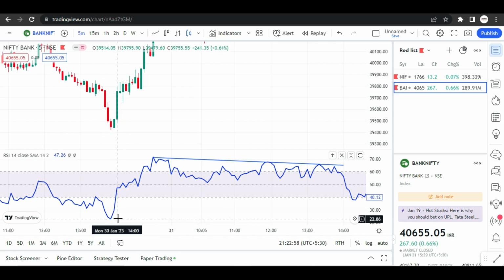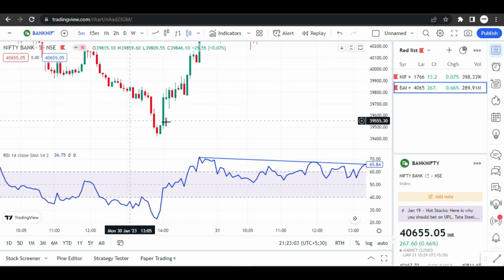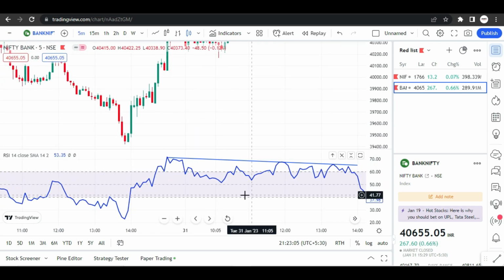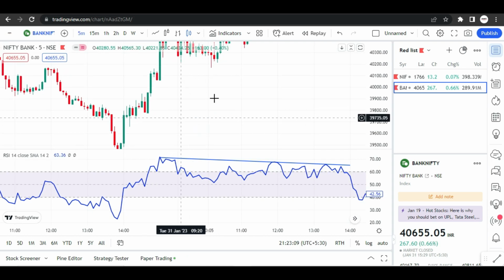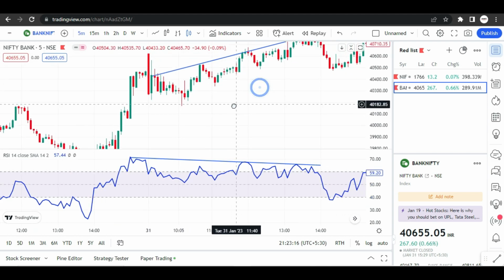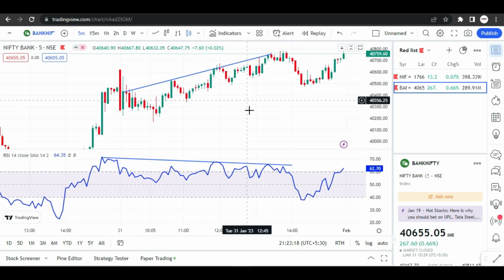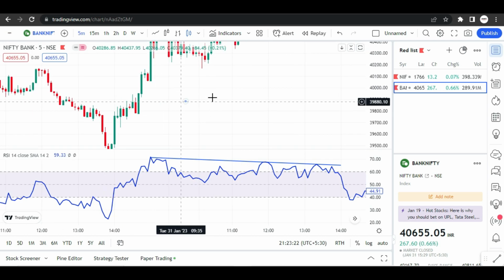So these are the different ways that you can use RSI. You can use RSI for support and resistance. You can use RSI for divergence. You can use RSI for momentum whenever it crosses 60 and starts supporting. And you can also use RSI for overbought and oversold price zones. These are the four different ways that people generally use RSI.